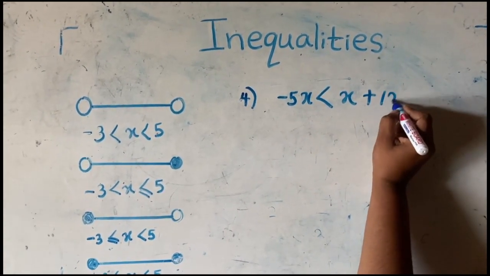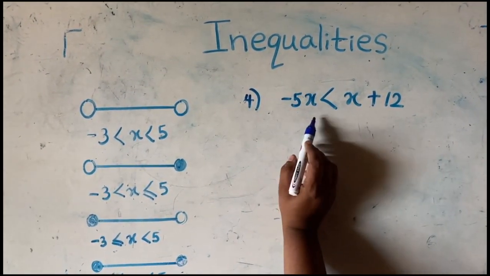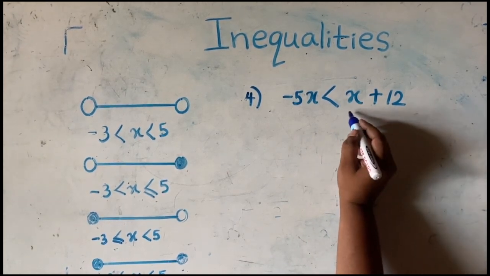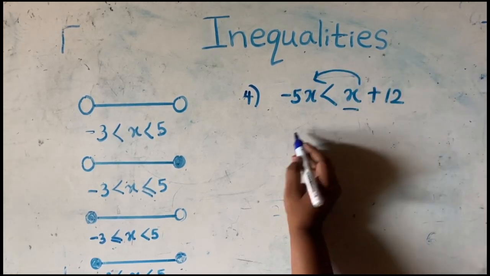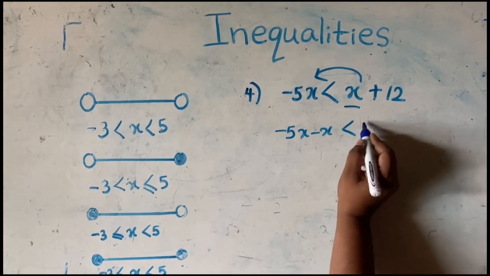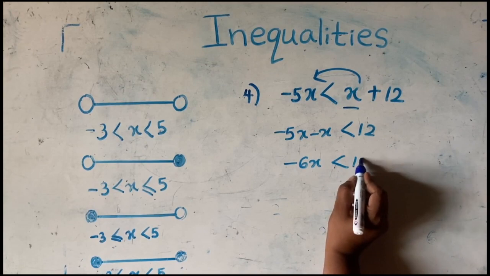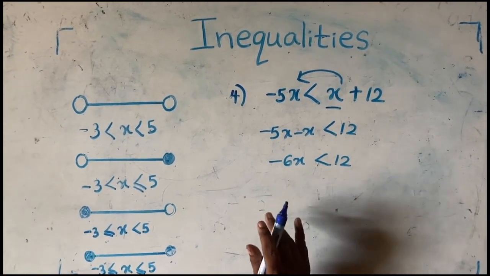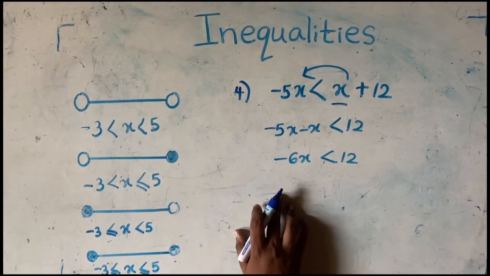So I can now show it on the number line like this way. Now see, there is another question. Now here negative 5x is less than x plus 12. So here x is there. So it is better to take this x to this side for solving this. Now negative 6x is less than 12. Now see, in here we want to get only the value of x. So we have to divide by negative 6.